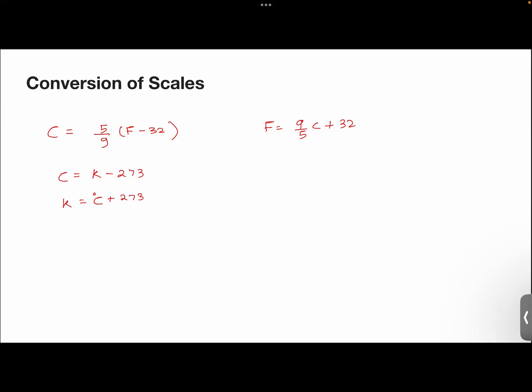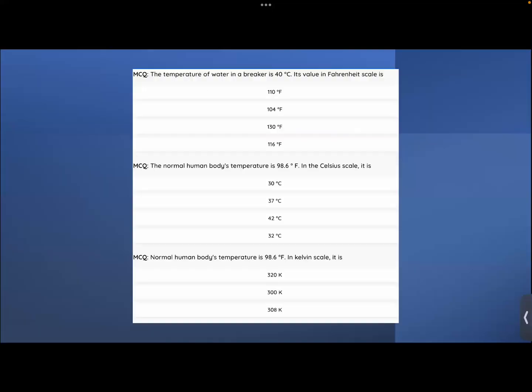Good, guys. So now today we will be beginning with the new concept in regard to heat, that is how heat flows from one object to another. Before that I have got three MCQ questions here. So we will try to quickly cover these questions and then move ahead.